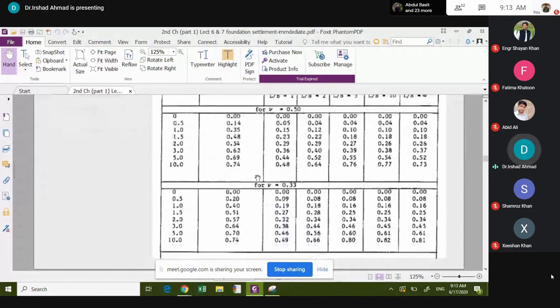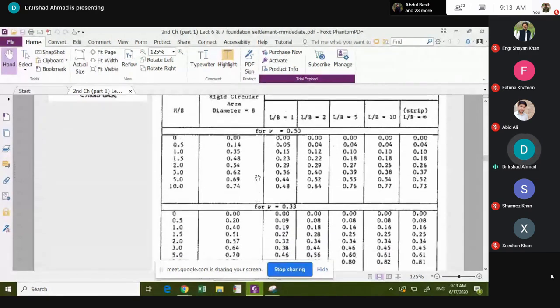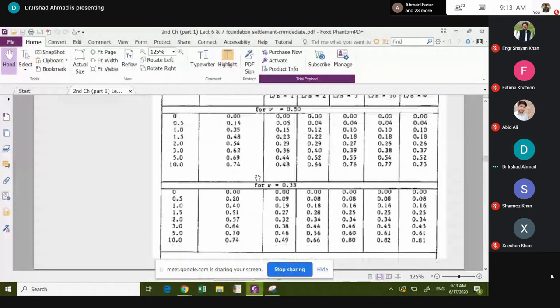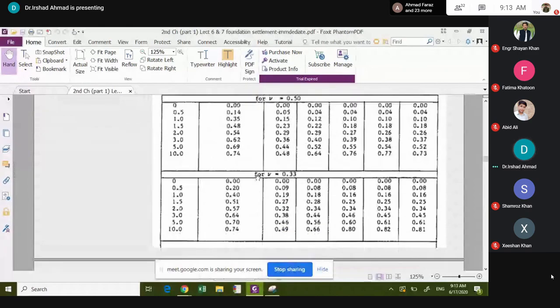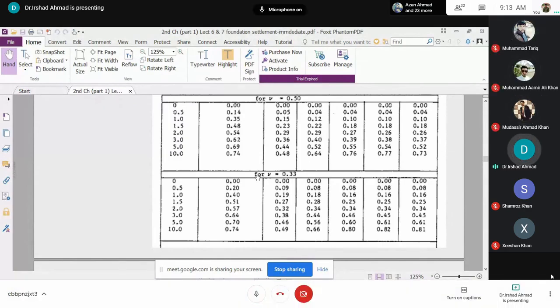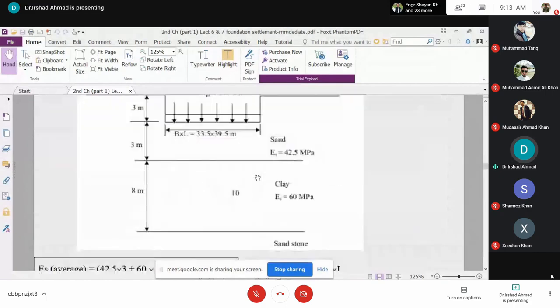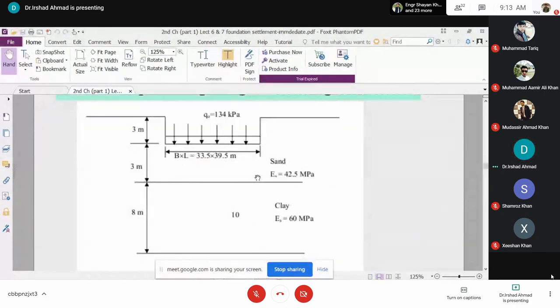Now I would make you understand how we can use this table by means of an example. Are you ready for the example? Yes, sir. Okay. I hope I have given you enough information about the equation so that you are able to use this. This is the problem.